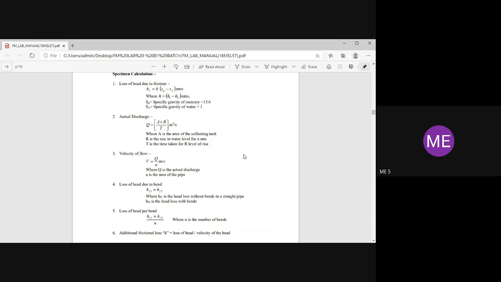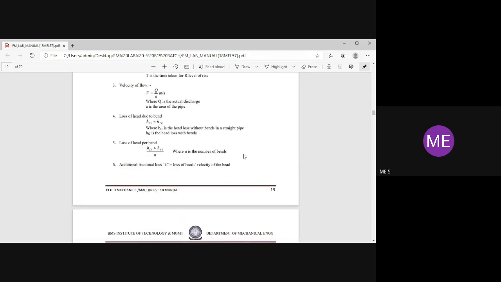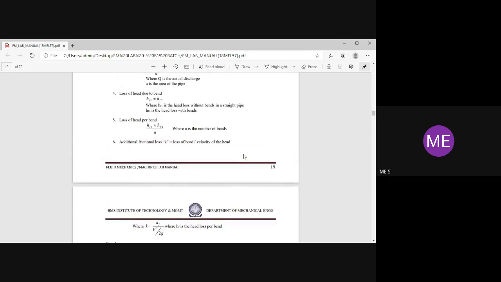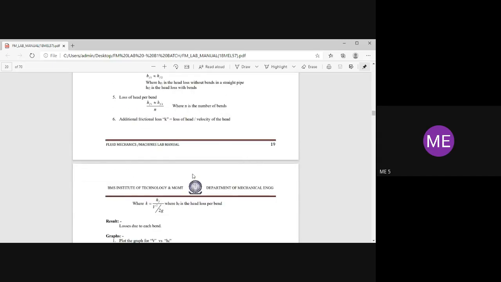It's over. One more formula is the last one. Note down K, that is called additional friction loss. HF is nothing but HF1 minus HF2 divided by N. N is number of bends. You take N as 8. And the last formula is K equals HF divided by V squared divided by 2G. V is velocity of fluid flow.